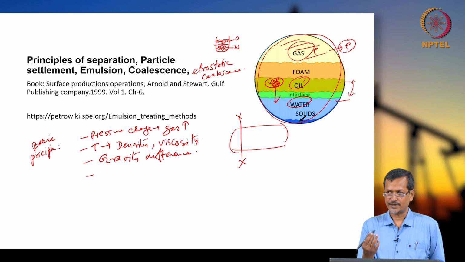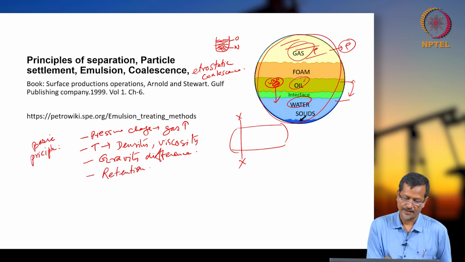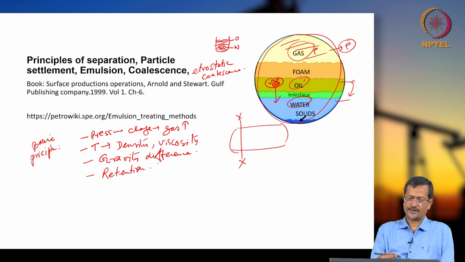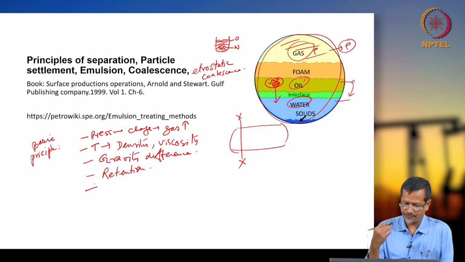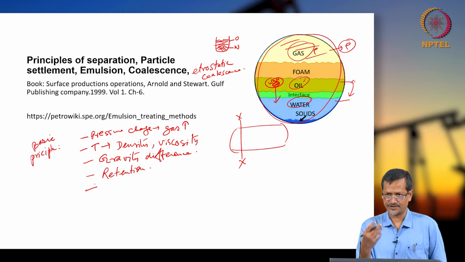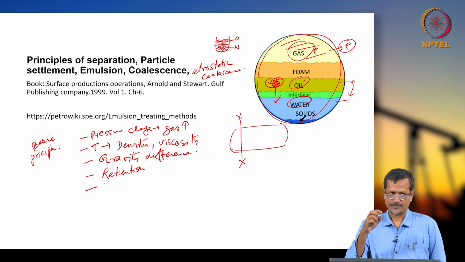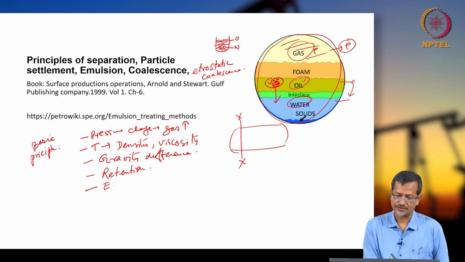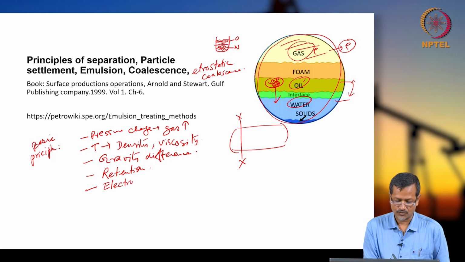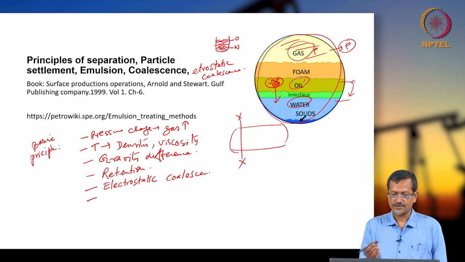So time is important, retention time is important, right? Retention time depends on many factors, so we'll discuss that later. If you have a longer retention time because of an emulsifying agent, which we'll discuss later, you can reduce the retention time or separation time using maybe an electrical method called electrostatic coalescence, or you can use a mechanical method.